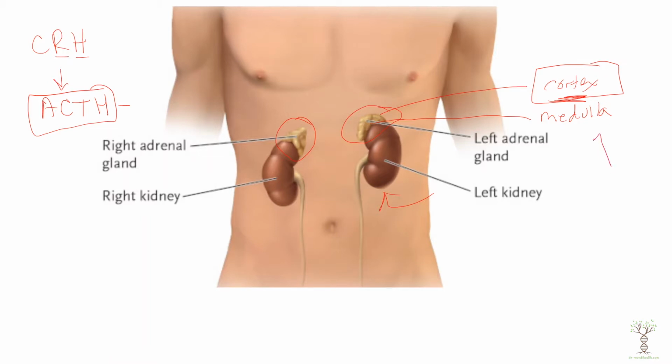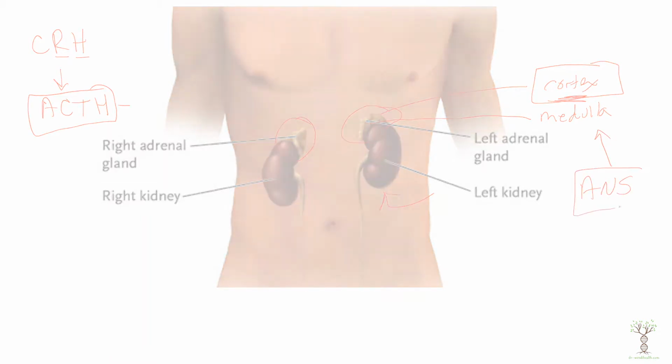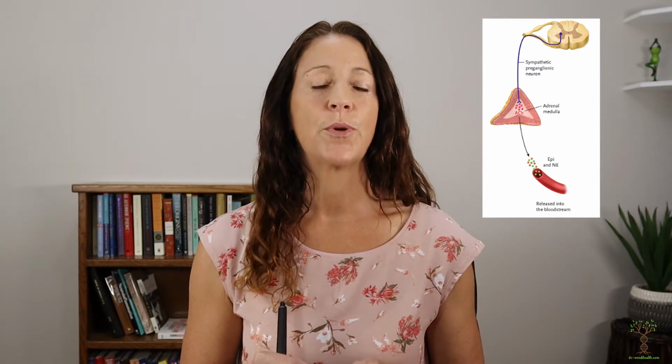The adrenal medulla is controlled by the autonomic nervous system. Remember how the autonomic nervous system has a sympathetic response and a parasympathetic response. The sympathetic response is our stress response or our fight or flight response. So when the autonomic nervous system, the sympathetic preganglionic neuron, stimulates the adrenal medulla, it's going to produce primarily epinephrine, but also a little bit of norepinephrine.